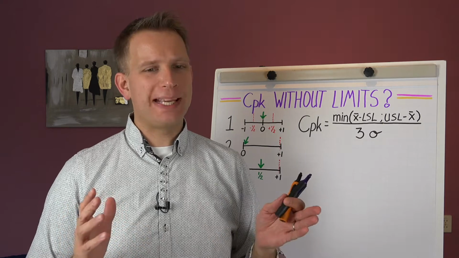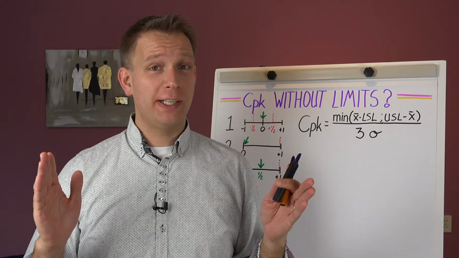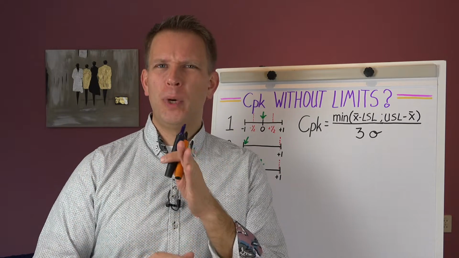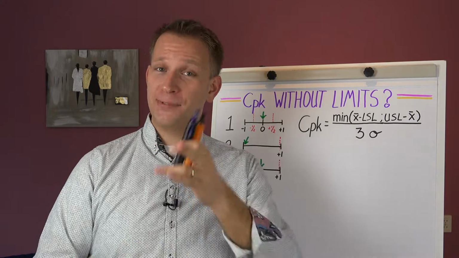Is there a difference in CPK when you have two very clear specification limits, or one specification limit, or sort of a wish for process centering? Let's find out.